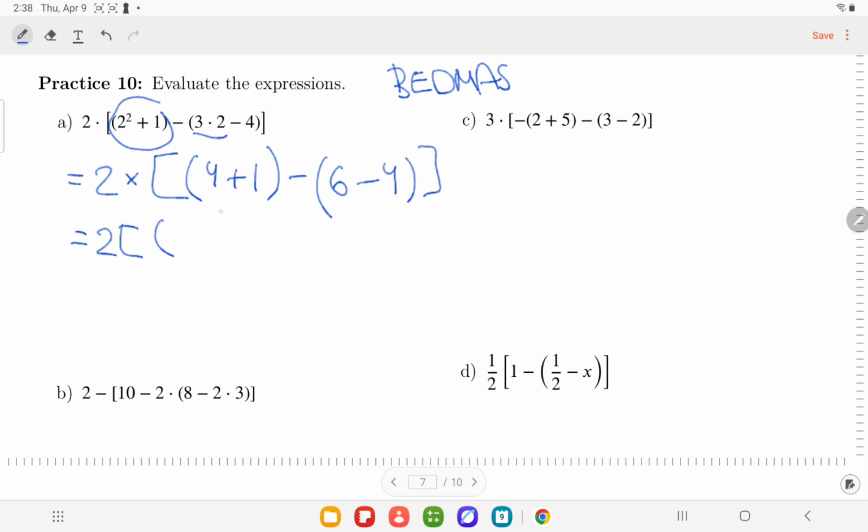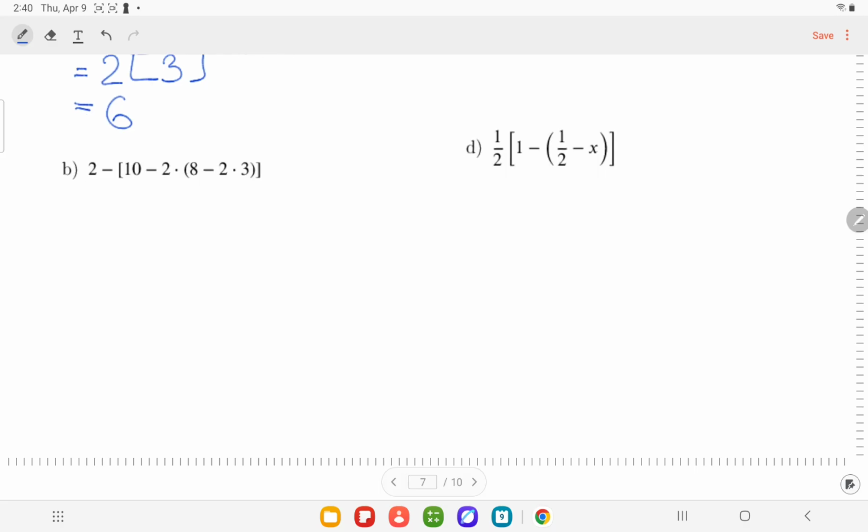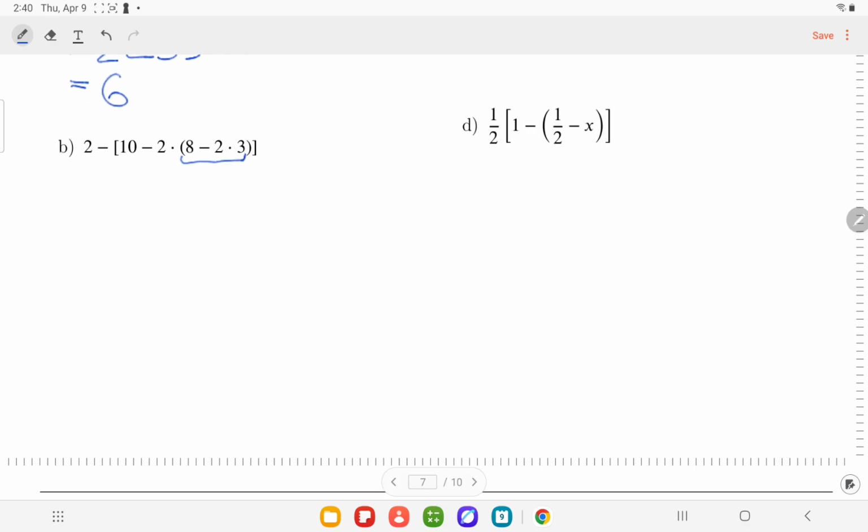And now we can solve these brackets. So we can even get rid of these brackets. So we have 4 plus 1, which is 5, minus 6 minus 4 is 2. So we end up with 2 times 3, which is 6. So you want to make sure you solve the inner brackets first and then solve the outer brackets. And for B, it's the same idea. We want to solve this inner bracket and then we solve the outer bracket.